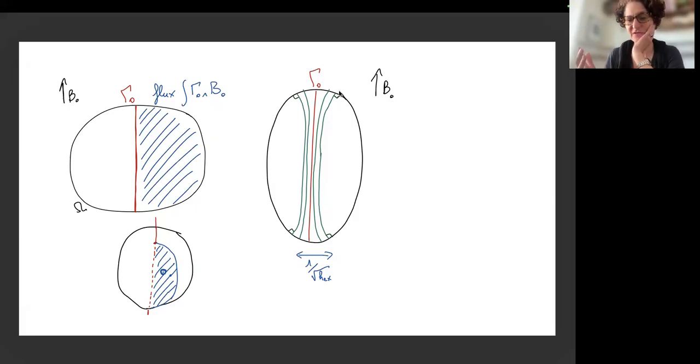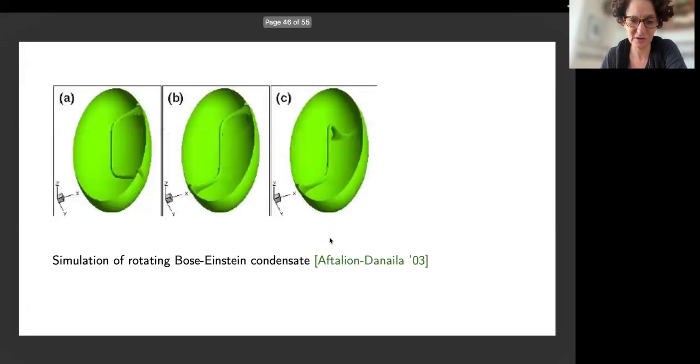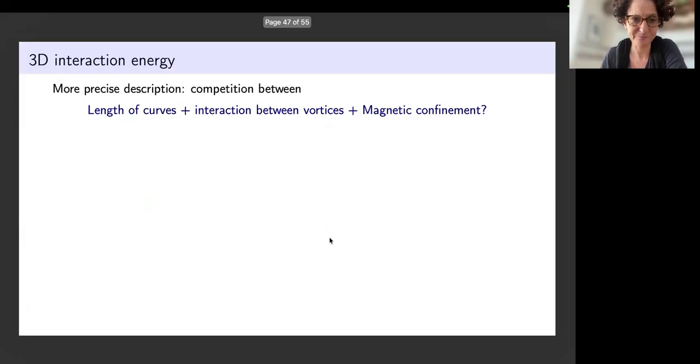And the question is, is the magnetic effect enough to curve the vortices? Well, it turns out that it's just the length effect. If you don't have a Dirichlet boundary condition, your curves are free. And they are free to exit the domain the way they want, and the way to exit that minimizes length is, of course, to be perpendicular.